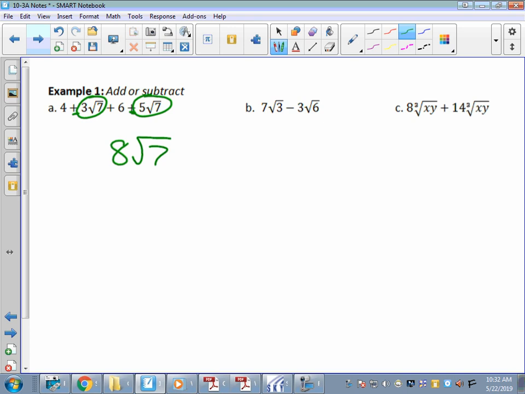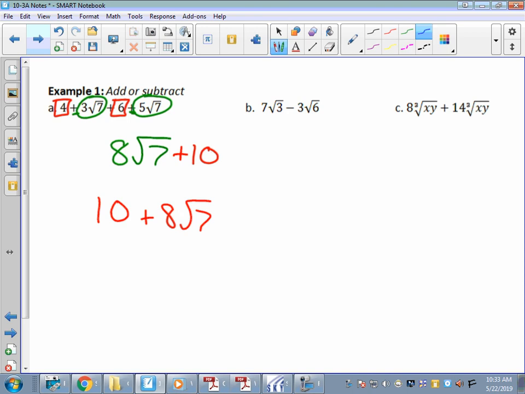Then we still have to combine the other two terms, as we've got a 4 here and a 6 here. Those are like terms. They're just constants. So 4 plus 6 gives us the 10. So we have 8 times the square root of 7 plus 10. Now, I usually write the numbers in front of the radical expression, so I would go 10 plus 8 times the square root of 7. But you can write it the other way as well.